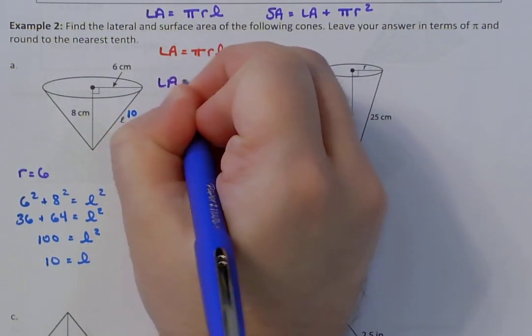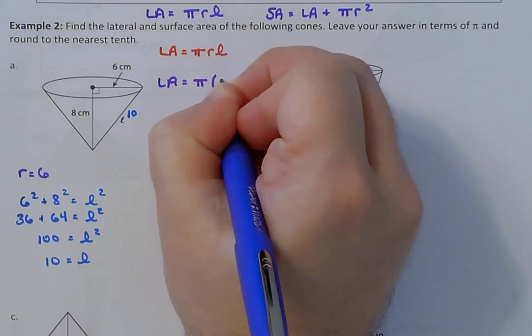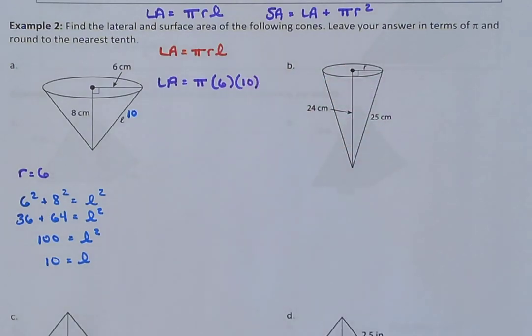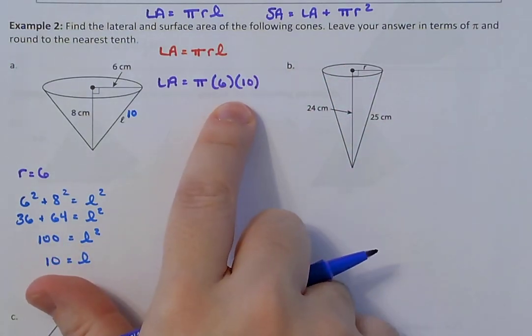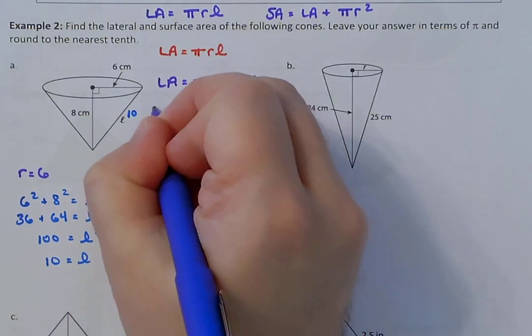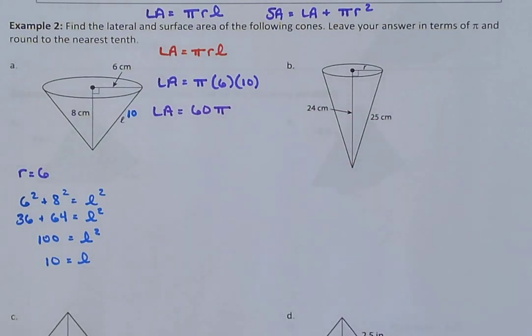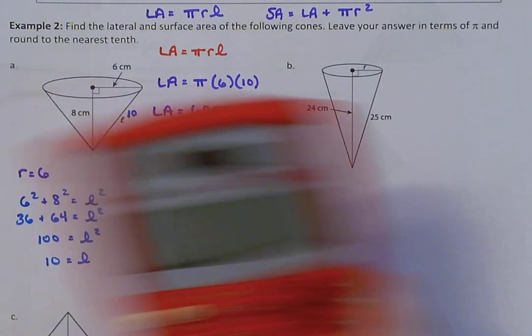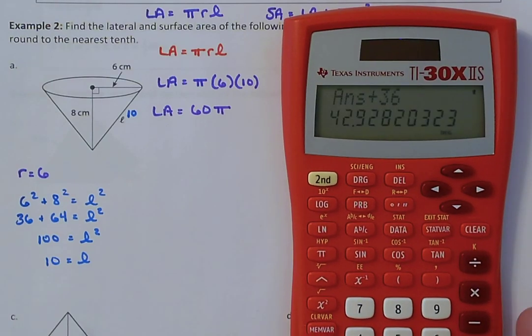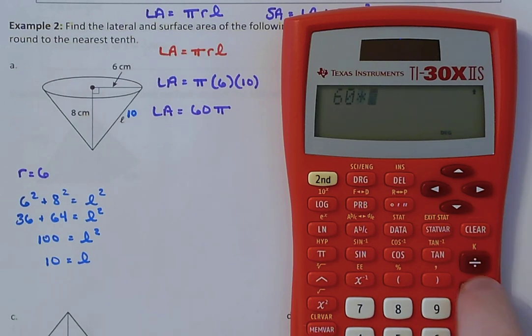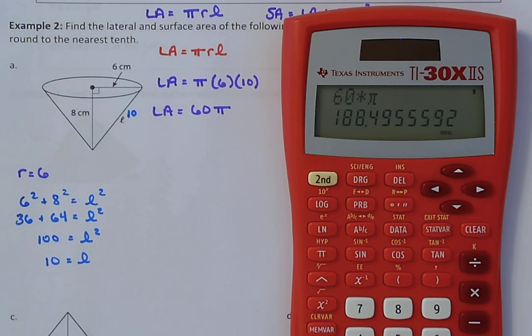So lateral area is pi times the radius, which is 6, times the slant height, which is 10. Going through real quick, 6 times 10 gives us 60, so it's 60 pi. That's our lateral area in terms of pi. Then we want to calculate to the nearest tenth. So we do 60 times pi, and we get 188.5.